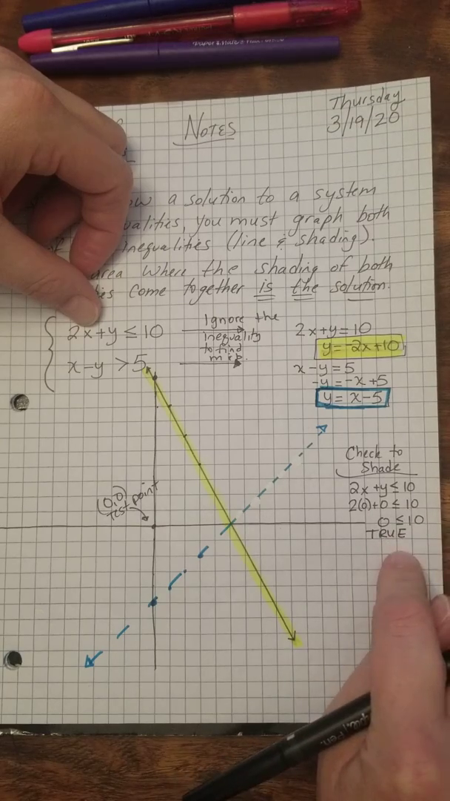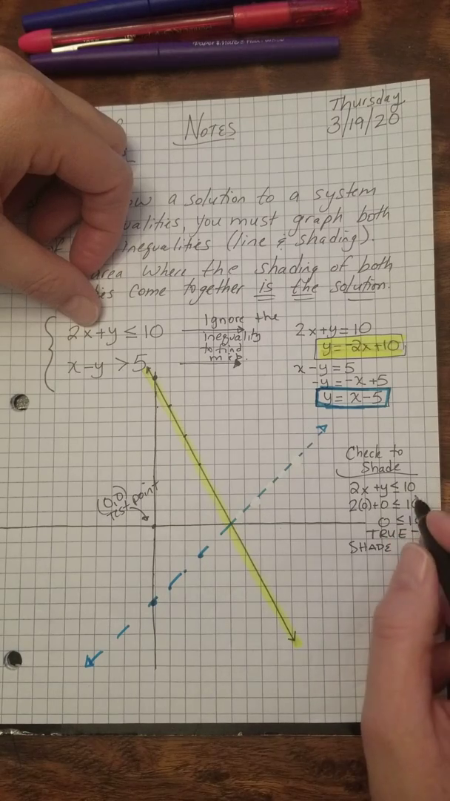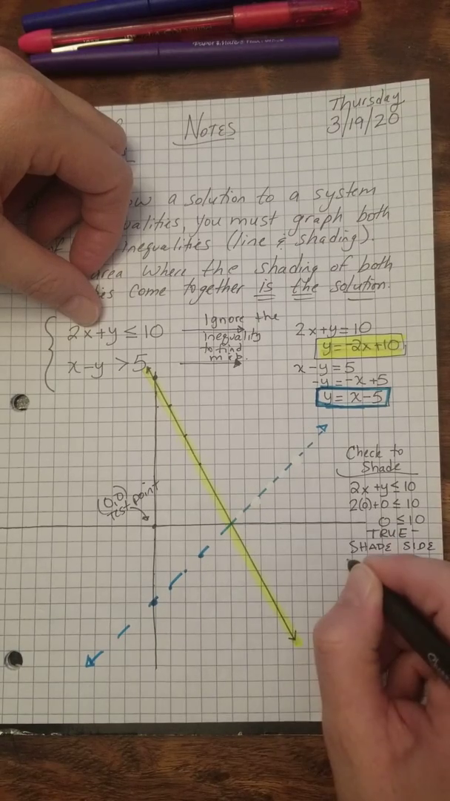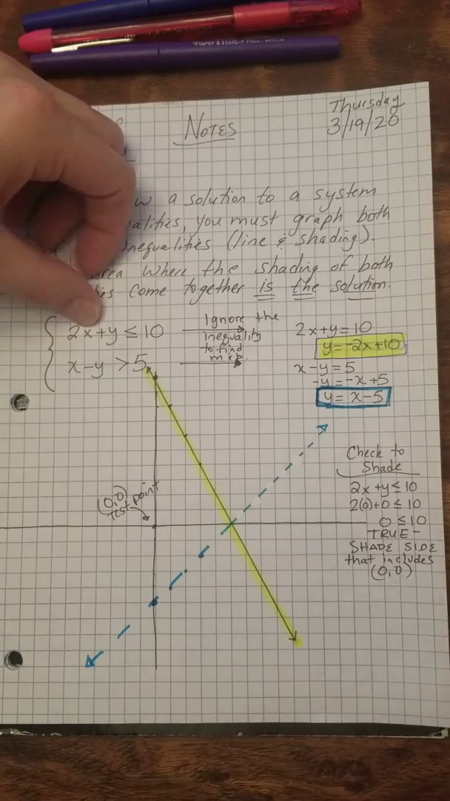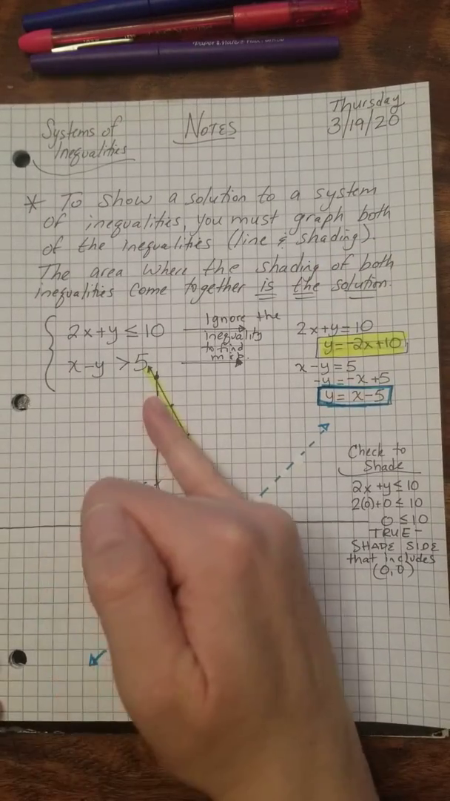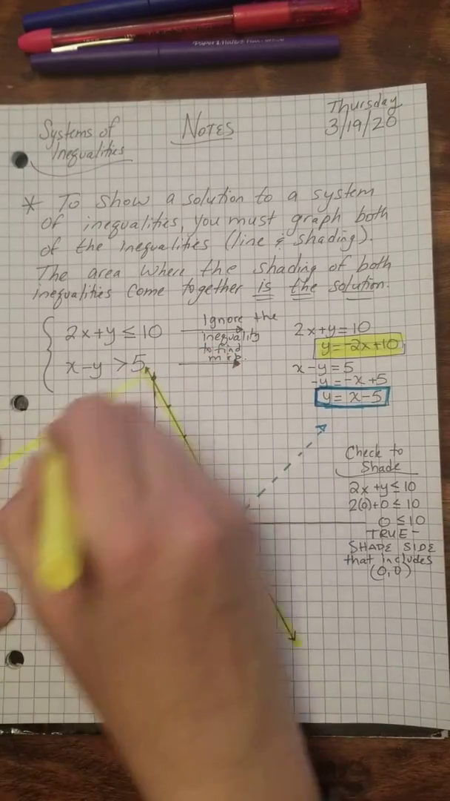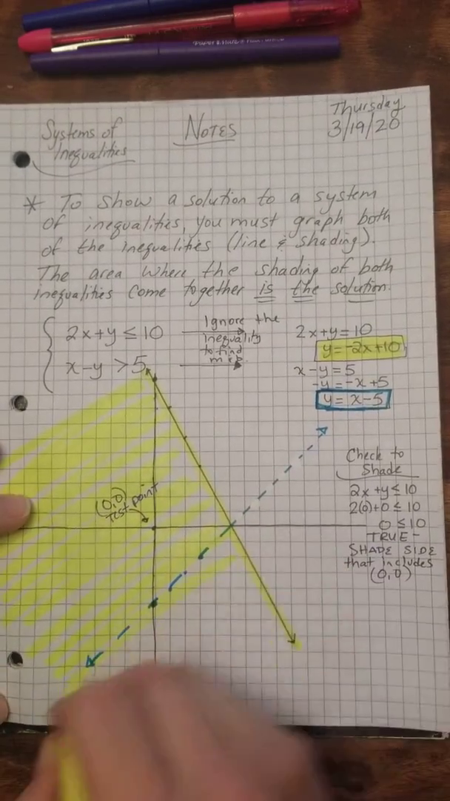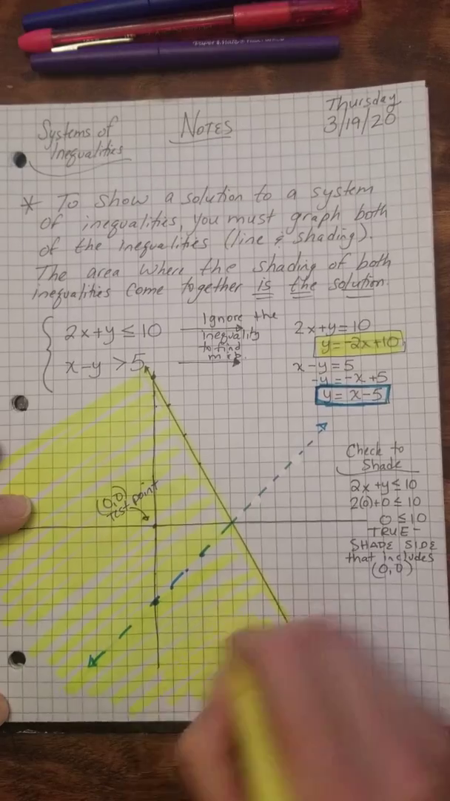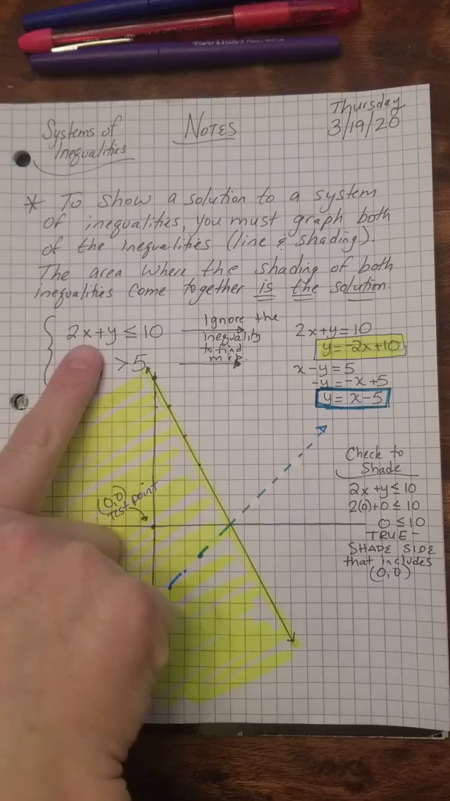So since it's true, that means that we shade the side that includes 0, 0. So this is the side of this line all over here that includes 0, 0. So we are going to shade this whole side over here that includes 0, 0. Okay, so this is the solution. This is all of the points that will work for this inequality.